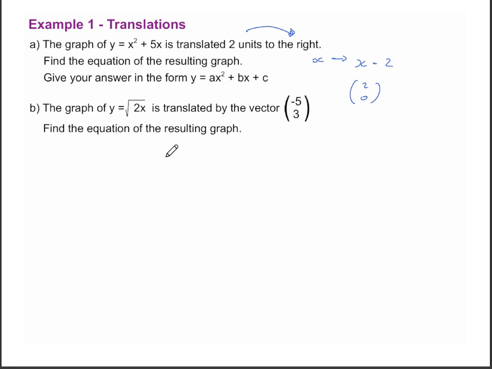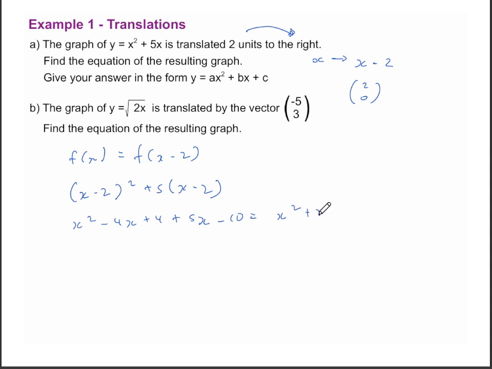And so your x is becoming x minus 2, which means your f of x will just become f of x minus 2. And so what will happen here is your y equals x squared plus 5x will become (x minus 2) squared plus 5(x minus 2), which will be x squared minus 4x plus 4 plus 5x minus 10, which will equal x squared plus x minus 6. And that's going to be your original function after it has been translated 2 units to the right from the original x squared plus 5x. So it moves from here up to here.